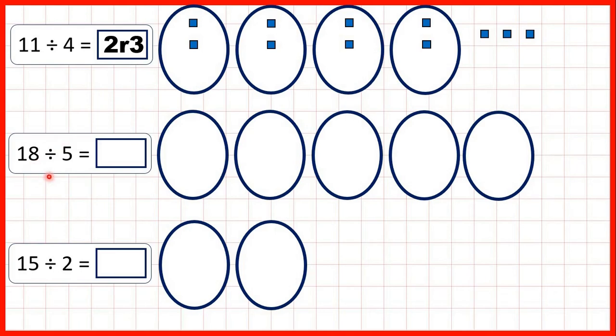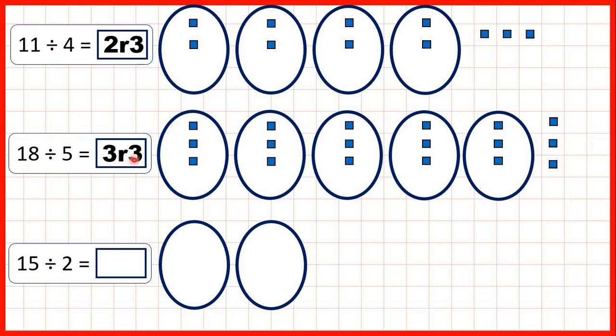Now we can share out 18 counters into 5 groups. 1, 2, 3, 4, 5, 6, 7, 8, 9, 10, 11, 12, 13, 14, 15, 16, 17, 18. Again, we have the problem that we need equal groups when we're sharing. So these 3 counters can't be shared out. We have 3 counters in each group and 3 remaining. So we have 3 remainder 3.